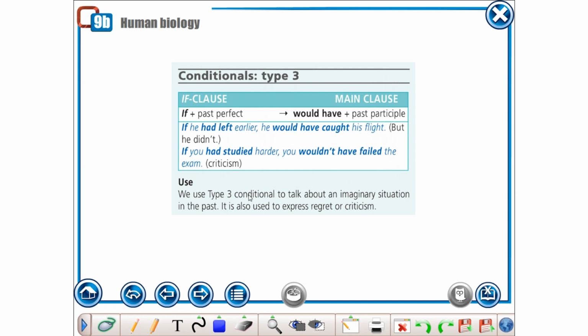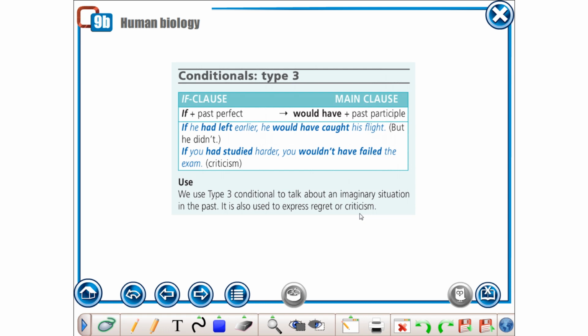We use type 3 conditional to talk about an imaginary situation in the past. It is also used to express regret or criticism. Итак, мы используем третье условное предложение, когда говорим о вымышленных ситуациях в прошлом. Если бы он ушел раньше, он бы успел на свой вылет, на свой рейс. Но он этого не сделал.